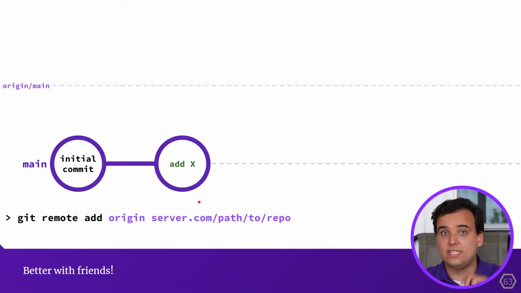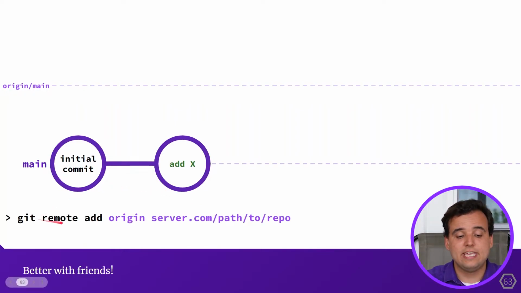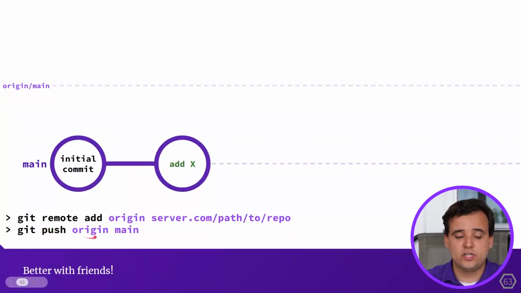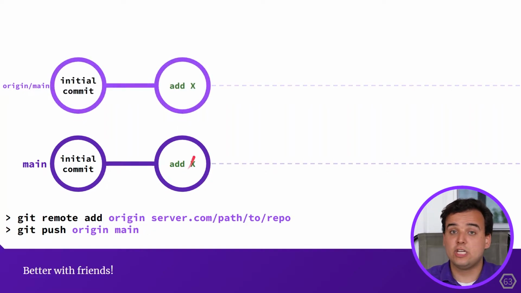The way that you point it to the remote server is by running git remote add origin and then the path to the repository on that server. Once you've pointed your local repository to that server, pushing your changes up so that other people can see it is as simple as git push origin, which is the name of that remote, and then main, the branch that you want to push to. And this is going to create a copy of your local repository up on the remote repository so that everyone can view it.